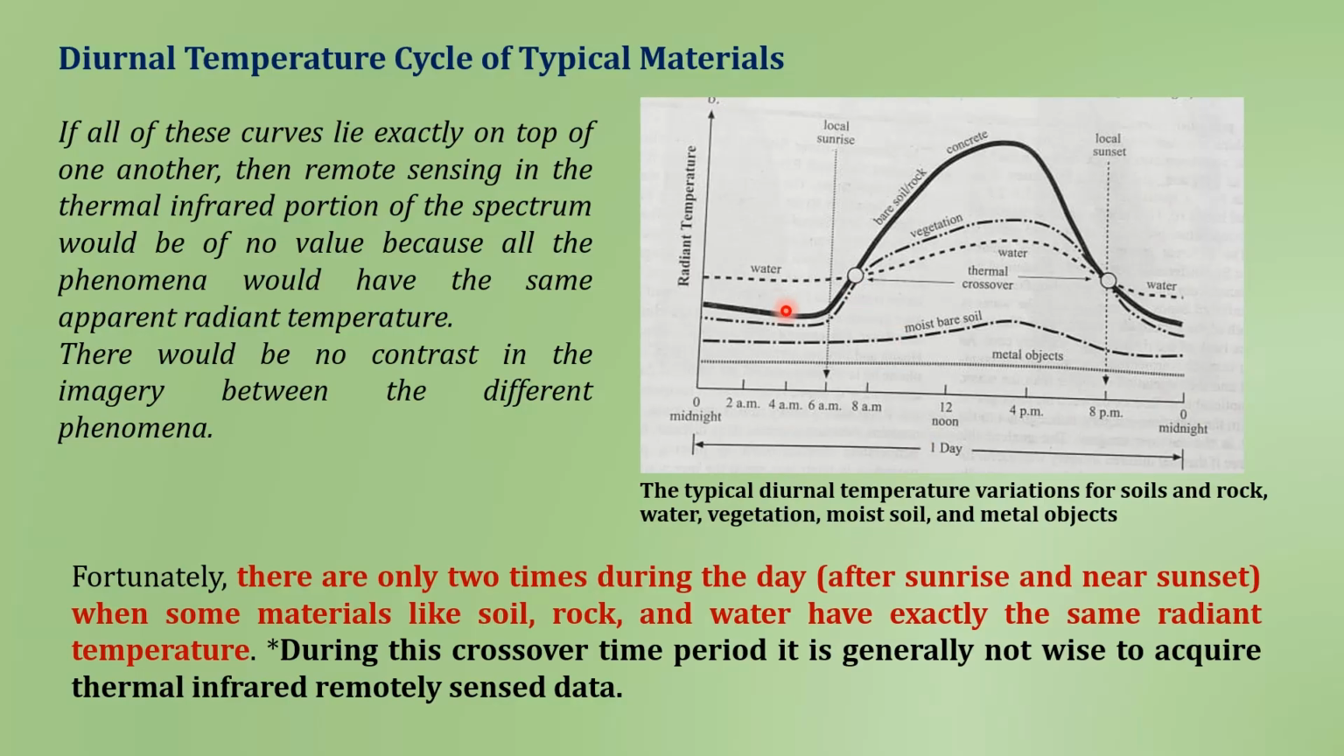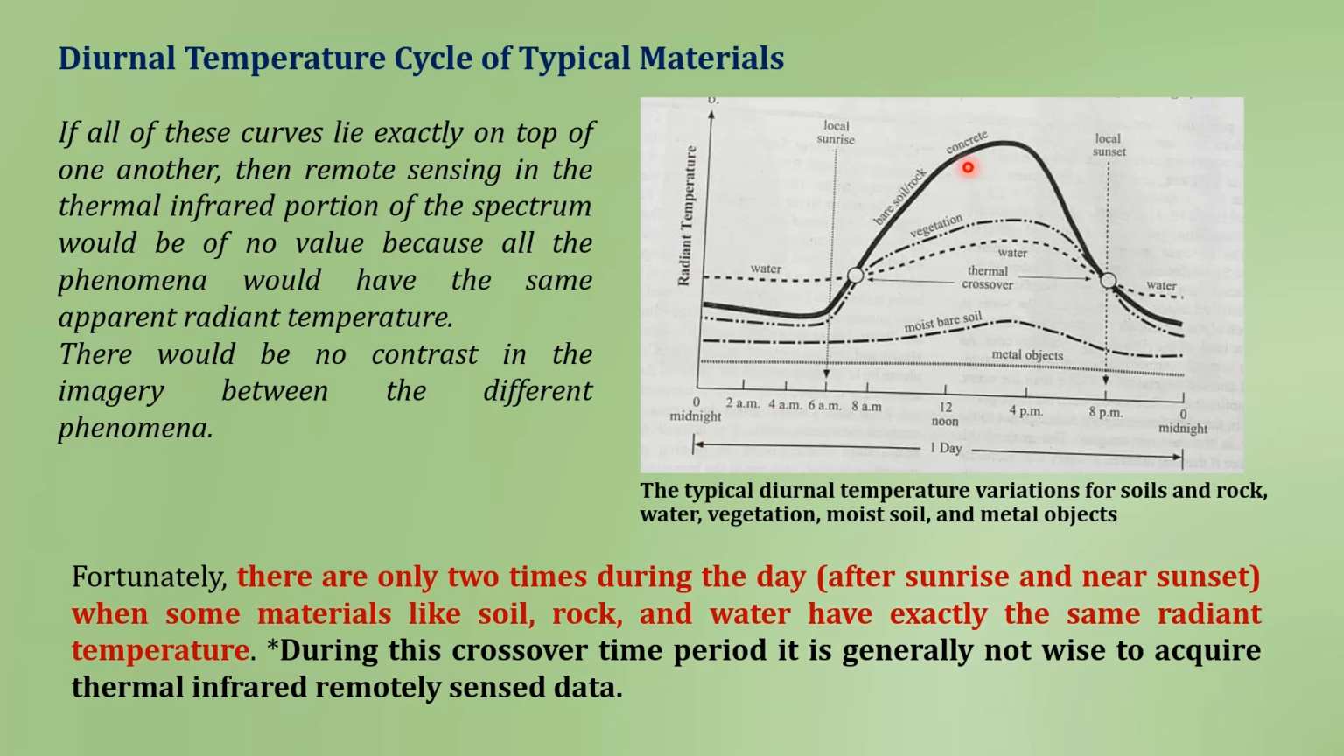Here we have the typical diurnal temperature variation for soil and rock, vegetation, water, moist bare soil, and the metal objects. There is a point mentioned here that if all of these curves lie exactly on top of one another, then remote sensing in the thermal infrared portion of the spectrum would be of no value because all the phenomena would have the same apparent radiant temperature. There would be no contrast in the imagery between the different phenomena.